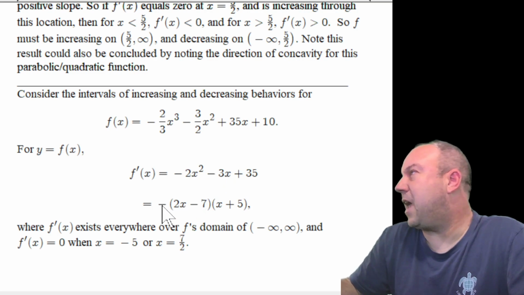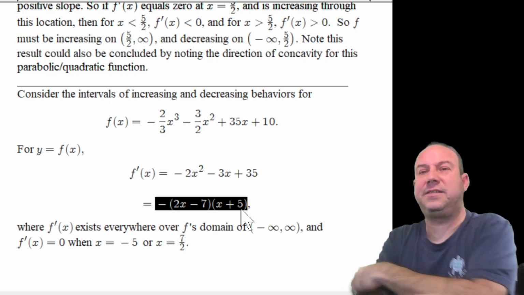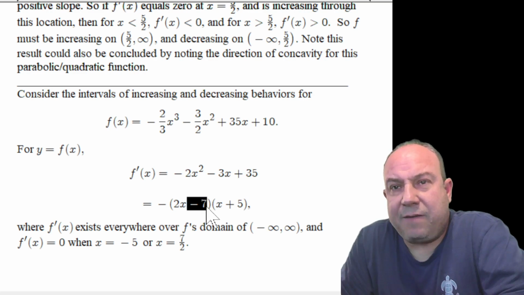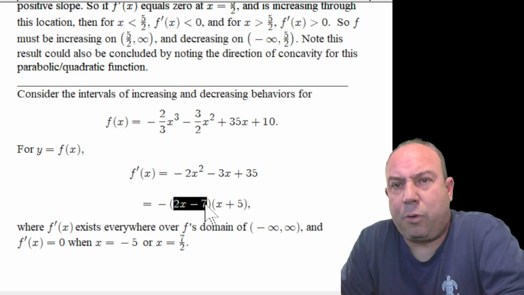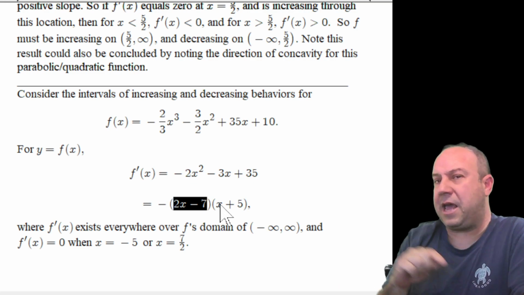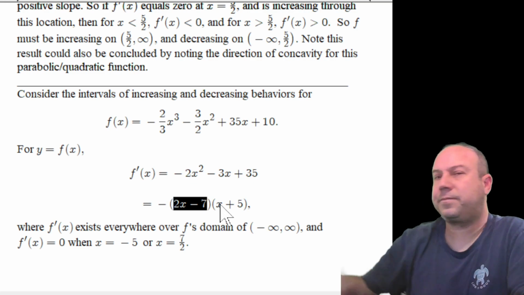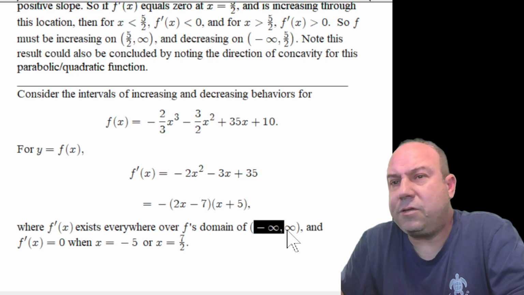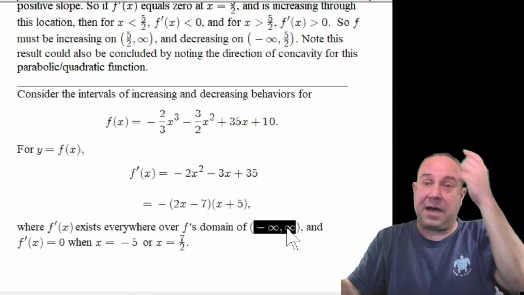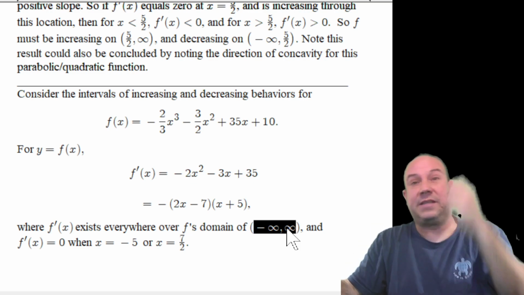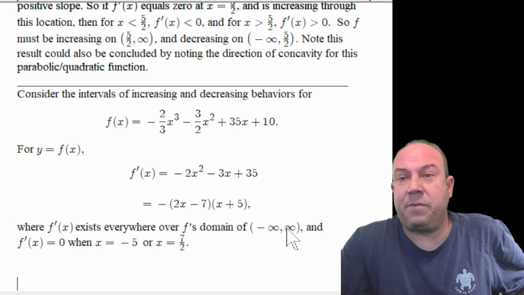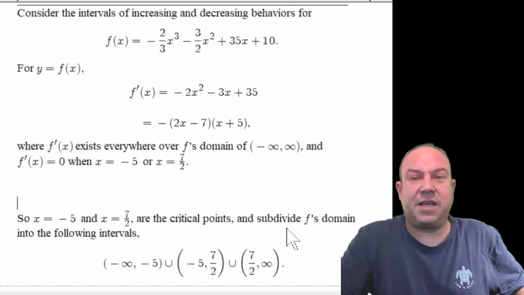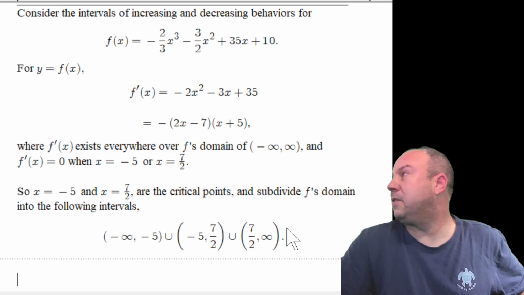It factors into negative the quantity 2x minus 7 times the quantity x plus 5, which means we have zeros or critical points from this first factor at 7/2, and from the second factor at negative 5. So those are going to subdivide my domain from negative to positive infinity into what is that? 3 separate intervals. From negative infinity to negative 5, from negative 5 to 7 halves, and from 7 halves to positive infinity. And that's what we see here.